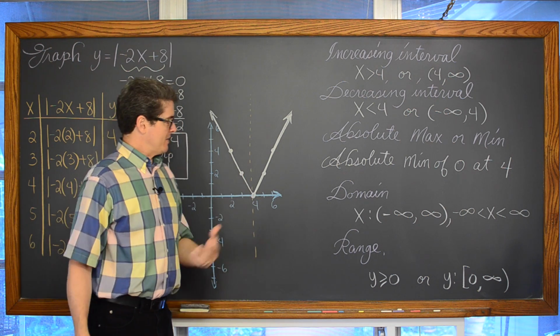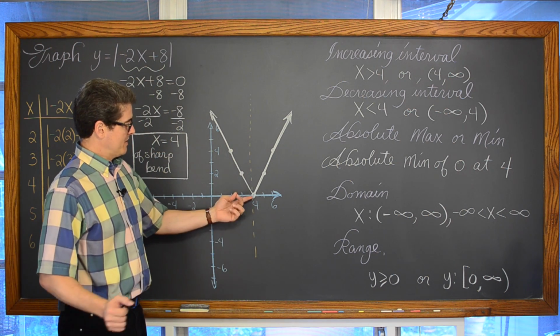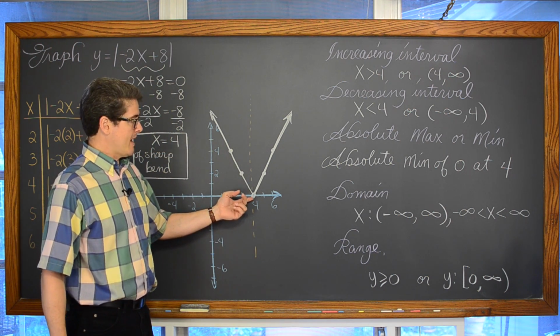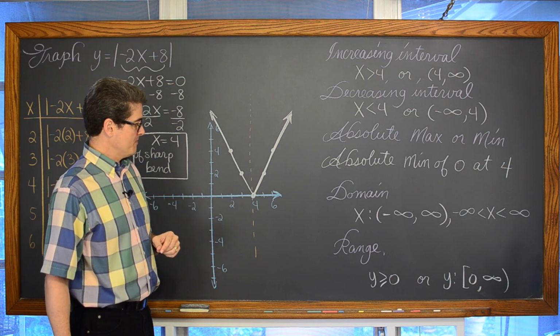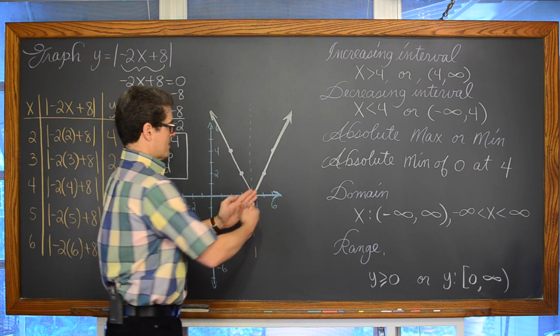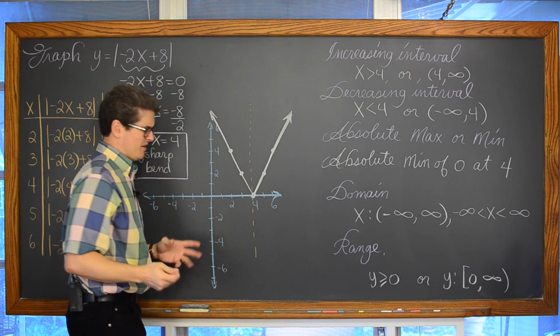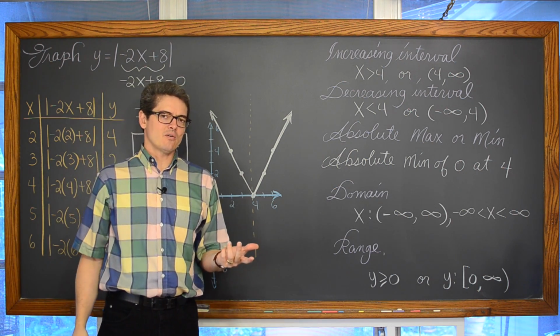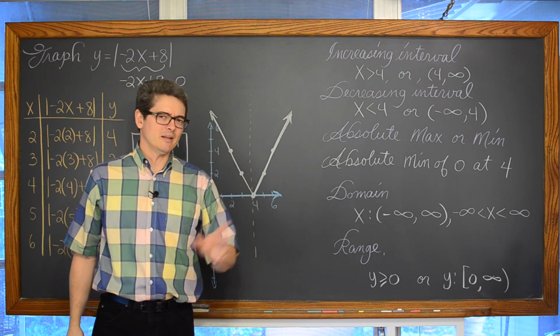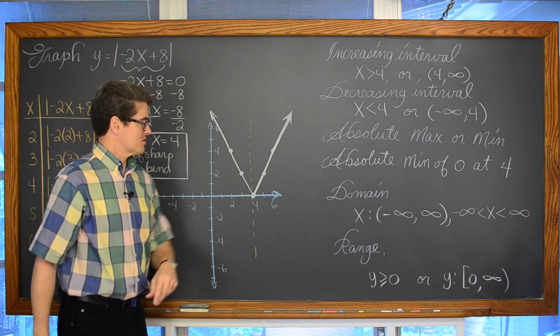Once I was done with this example, I was like, why didn't I make another example that opened up? That gives us an absolute minimum of 0 at 4. The domain, again, is all real numbers because that graph opens up forever. I can draw the entire thing. Well, I said that before, I can draw the entire graph without lifting my pencil, but that doesn't automatically mean the domain is all real numbers, so scratch that.